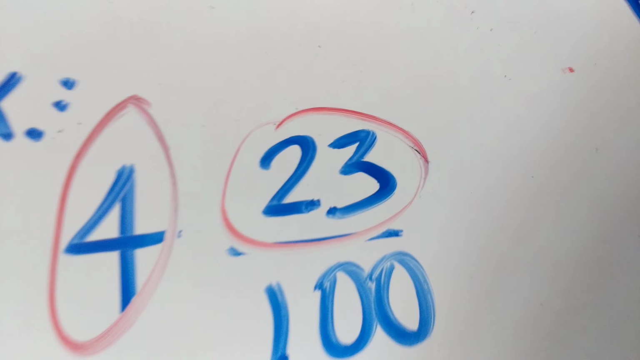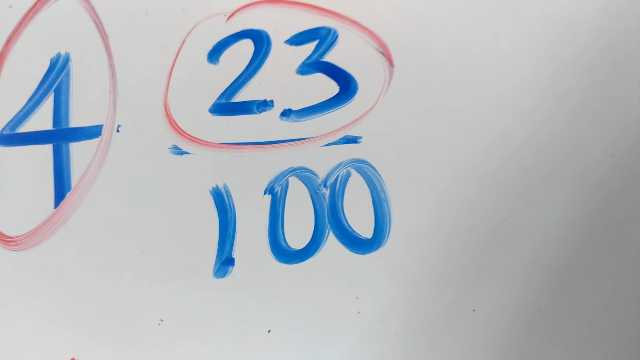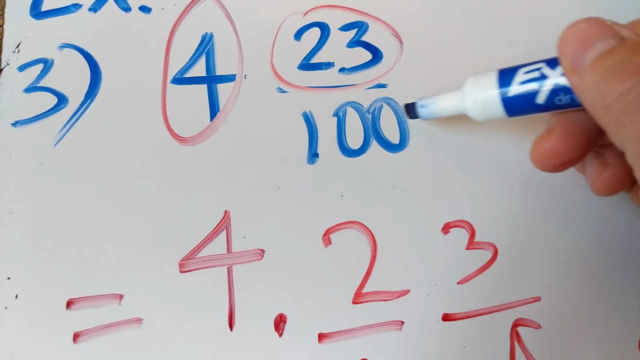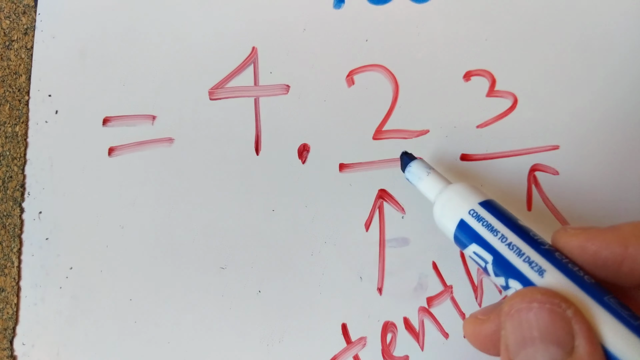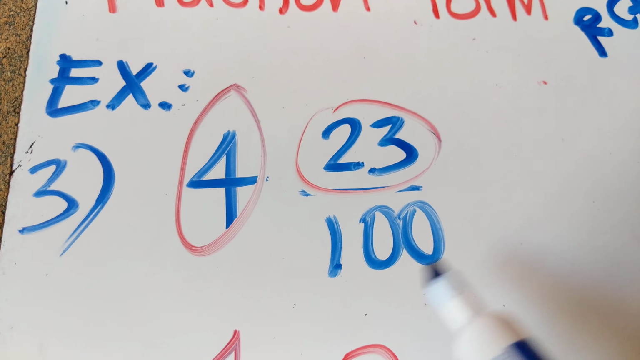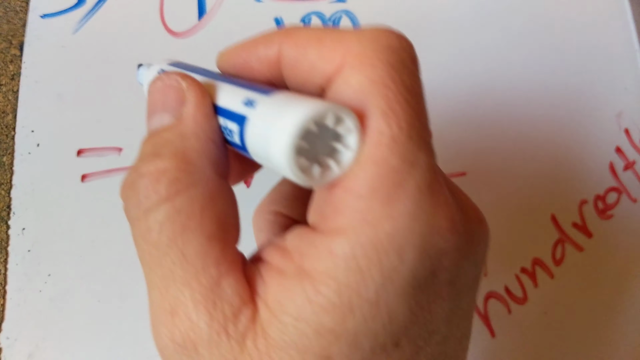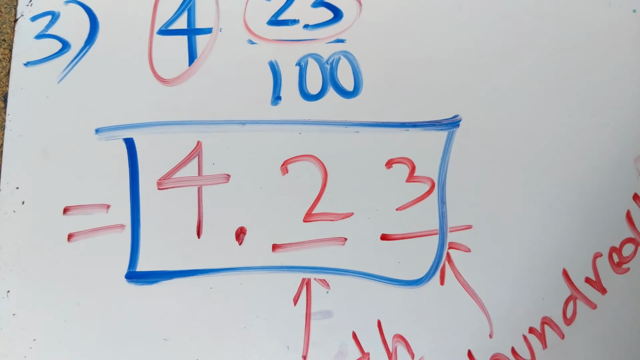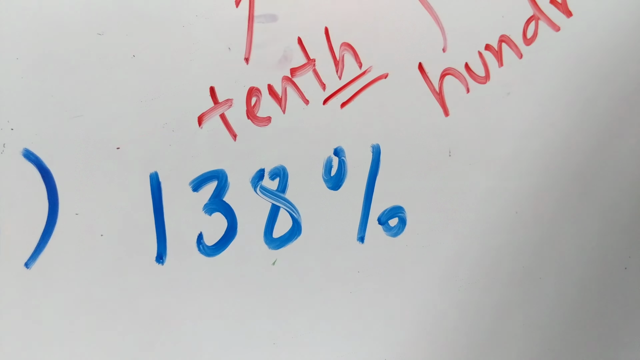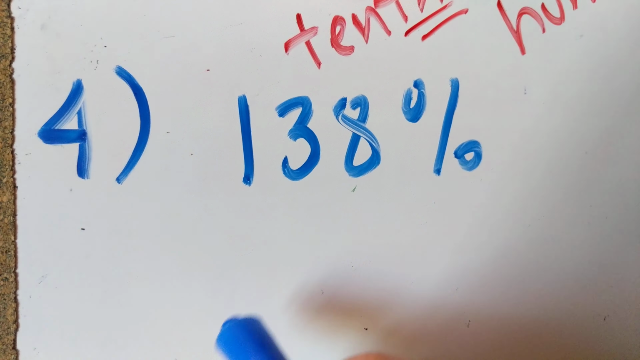In other words, we see 23 hundredths and we see 2 zeros, 1 and 2. That means we gotta fill up 2 spaces because there are 2 zeros in the denominator. So we fill up 2 spaces after the decimal point. 4.23 is the answer. Another example, 138%.